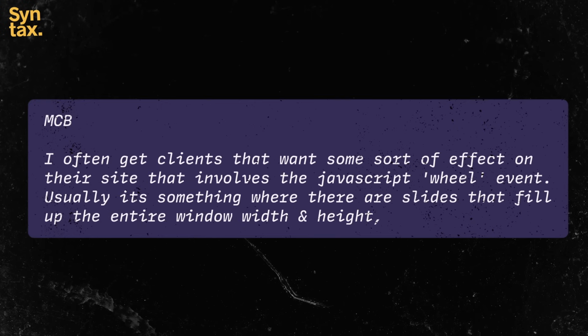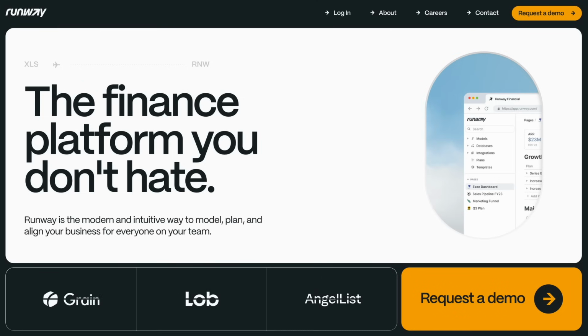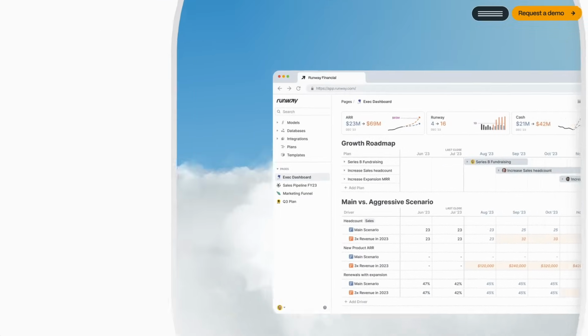Next question from MCB. I often have clients that want some sort of effect that involves the JavaScript wheel event. Usually it's something where there are slides that fill up the entire window width and height, and they want the slides to be locked in place as you do a scroll gesture up or down, almost like a vertical carousel. There's a really cool website that does this. Go to runway.com in your browser and sort of just scroll on through it.